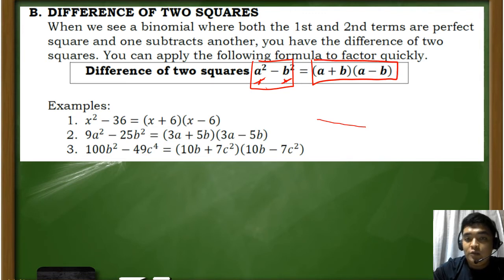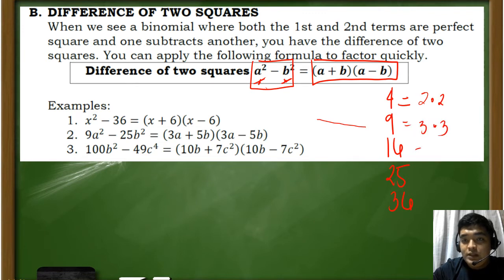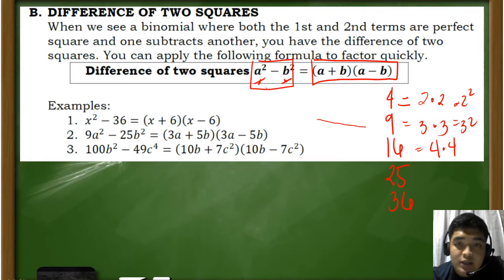What are perfect squares? The perfect squares are 4, 9, 16, 25, 36, and so on. Why is 4 a perfect square? Because this is the product of 2 times 2. Right? Then for 9, we have 3 times 3. 16 is 4 times 4. Or this is 2 squared, and 3 squared. Okay, so let's answer example 1.